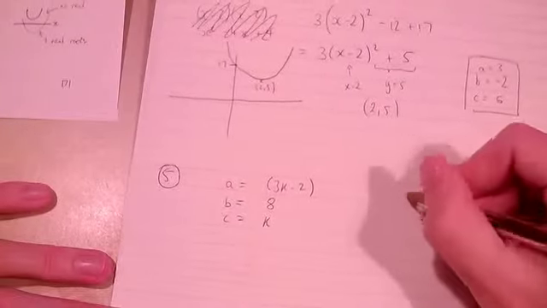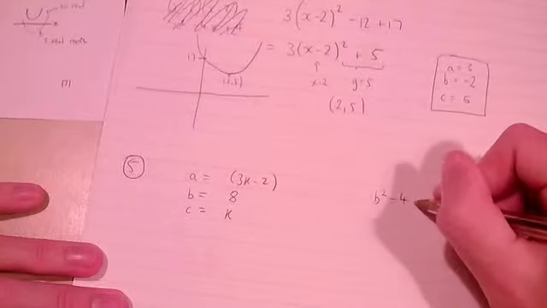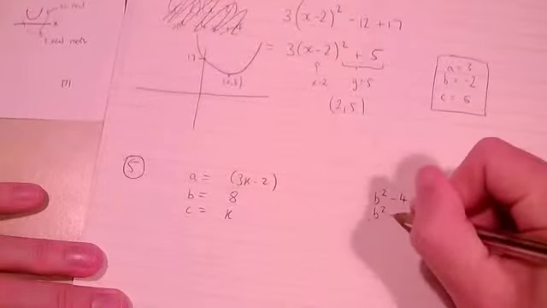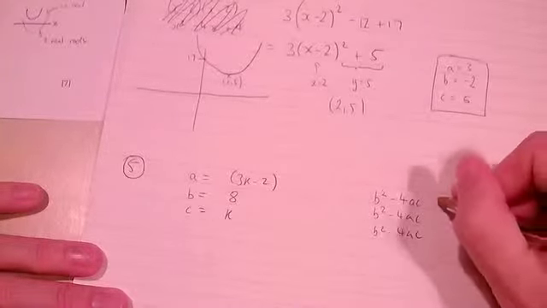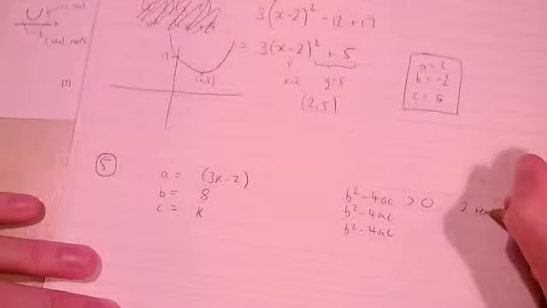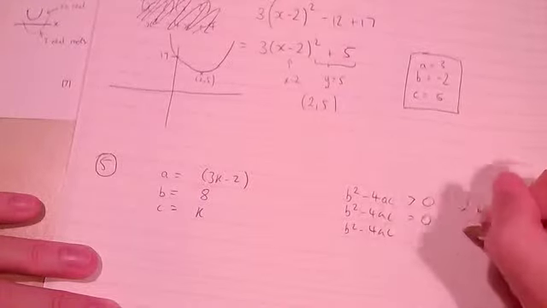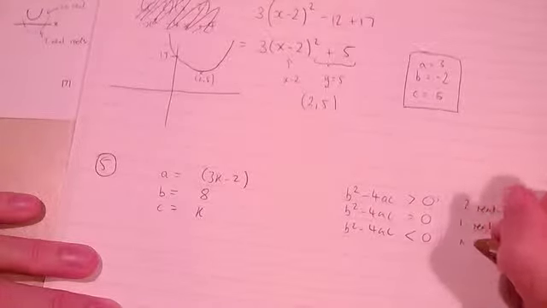Now, because we've got three different types of discriminant, it'll always be b squared minus 4ac. If it is greater than 0, you get 2 real roots. If it is equal to 0, you get 1 real root. And if it is less than 0, you get no real roots.